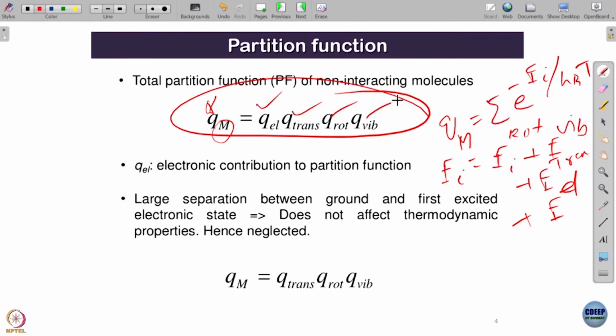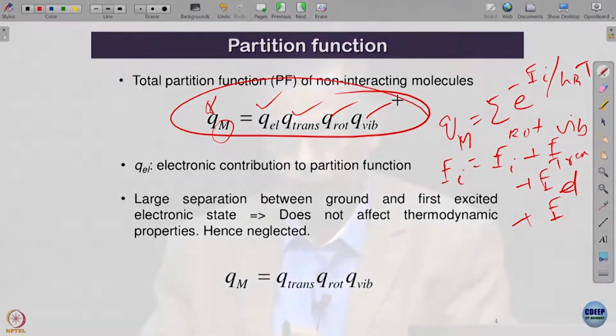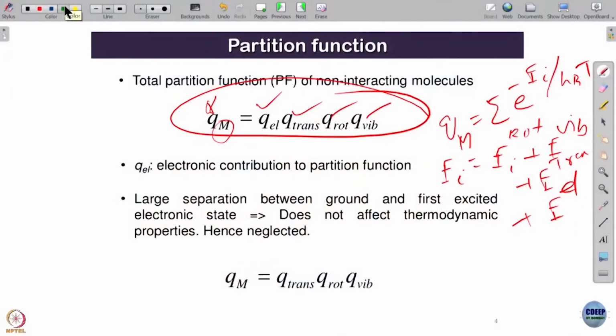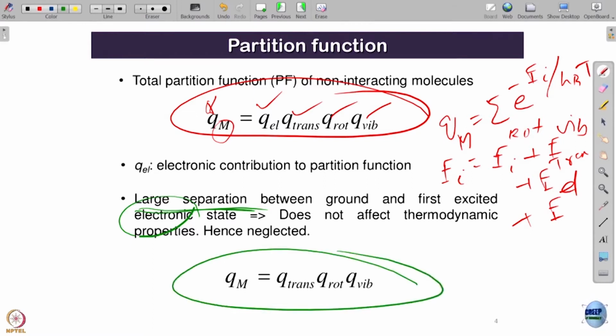Now, as I said, much of these studies are at room temperature, ambient conditions, where the electron is in its ground state, unless there is an optically excited electronic transition, which is again a very huge branch of physical chemistry. If not, then we are looking at a large separation between ground and excited electronic states, and that does not affect most of the thermodynamic properties. So, we can ignore that. We do not need to talk of electronic right now. Then my molecular partition function becomes the product of translation, rotation, and vibration.